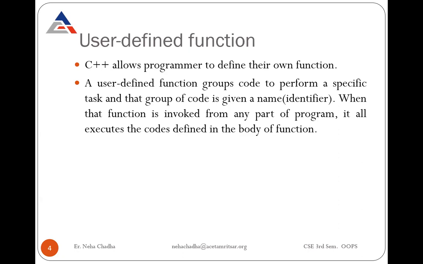A user-defined function groups code to perform a specific task, and that group of code is given a name as an identifier. That means if you are using the clear screen function, you will write clrscr. But when you create your own function, you will give a name to your function and you will call the function by that name. It is an identifier. When that function is invoked from any part of the program, it will execute the code defined in the function body.